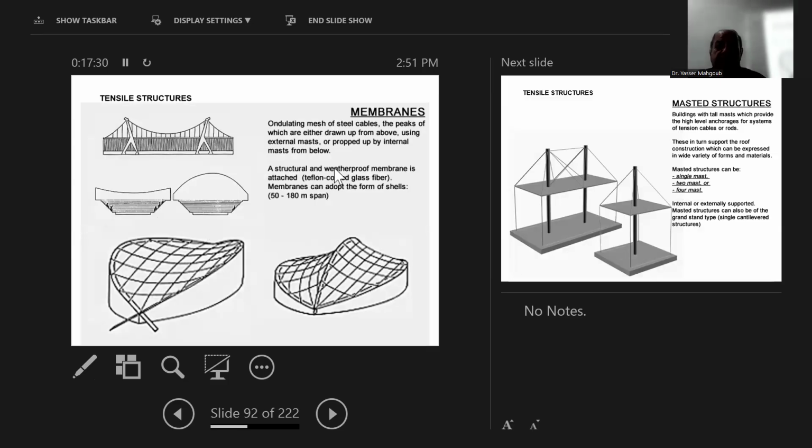There is another type also that combines the tensile with membranes that cover space. So it's not only a one element that is covering one direction. No, between the tensile cables, you can cover with materials. And this is what they use in stadiums and exhibition buildings.